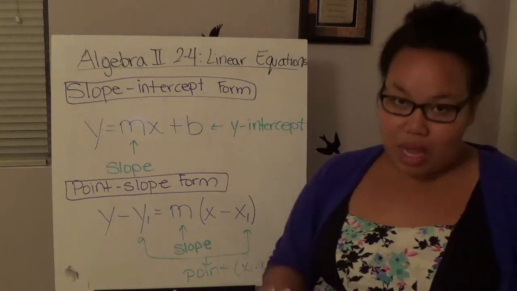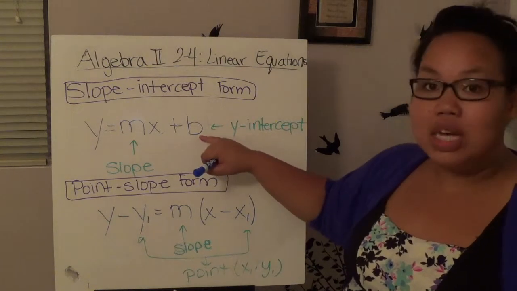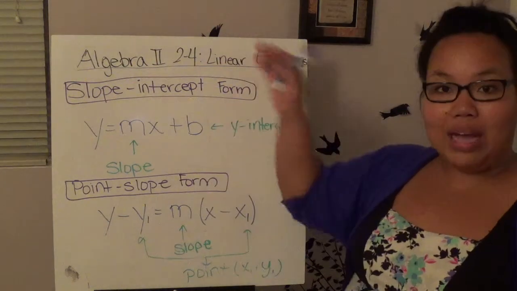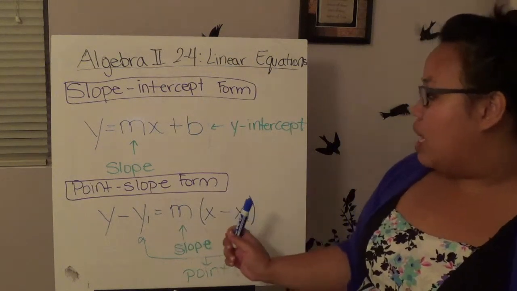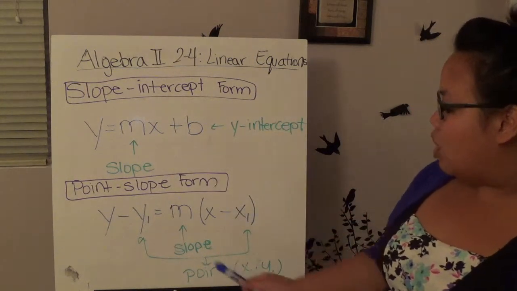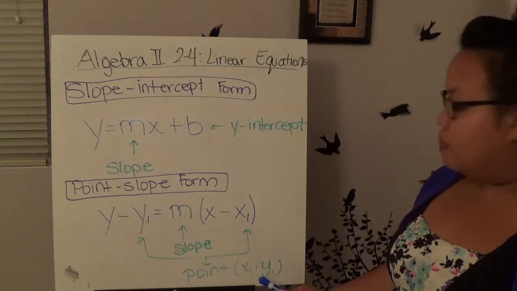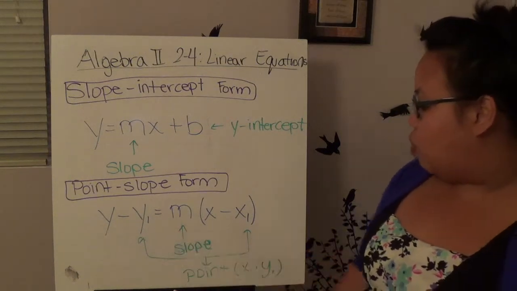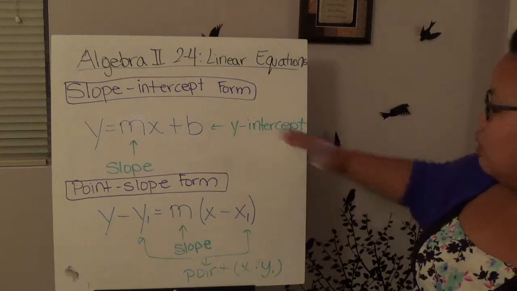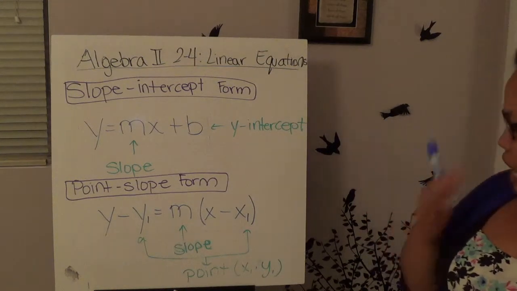Now if you remember, the y-intercept means what? It means that this number tells us where it crosses the y-axis. Okay? So for point-slope form, instead of a slope and y-intercept, they're going to have a slope and a point. Here's where the slope goes, and your point is x1, y1. So if they give you a point instead of a y-intercept, then you can go ahead and figure this out.